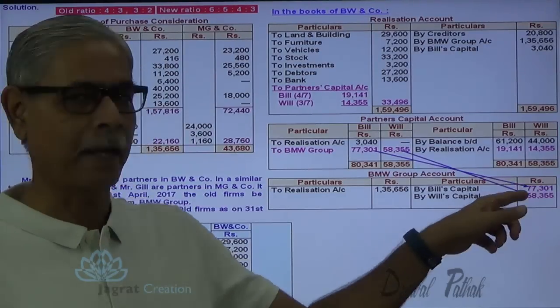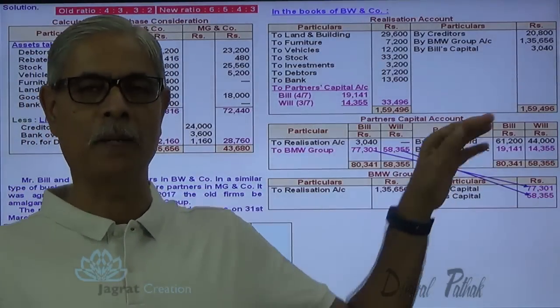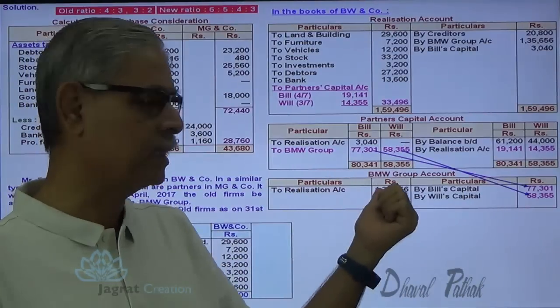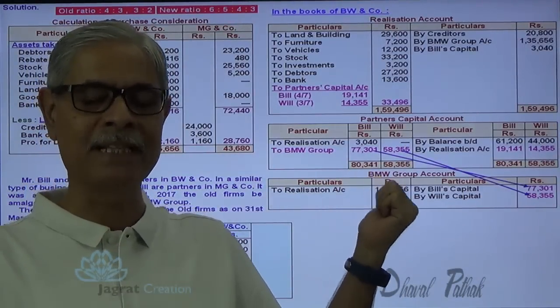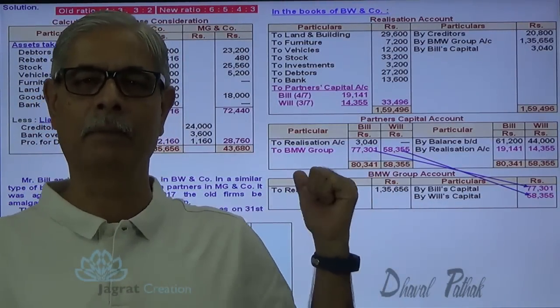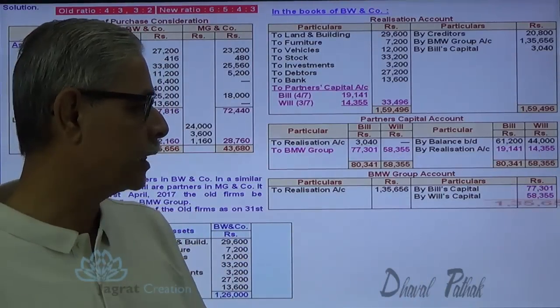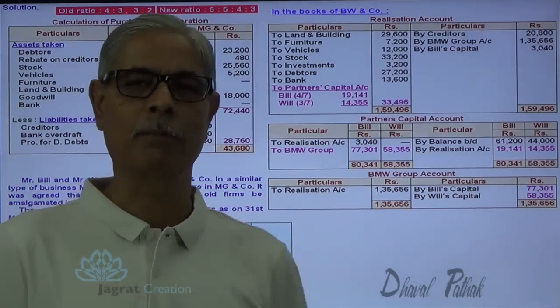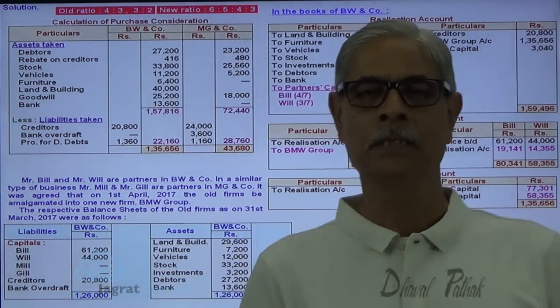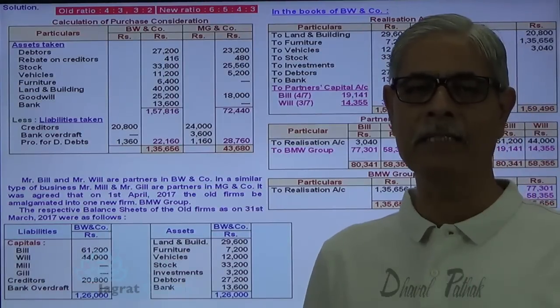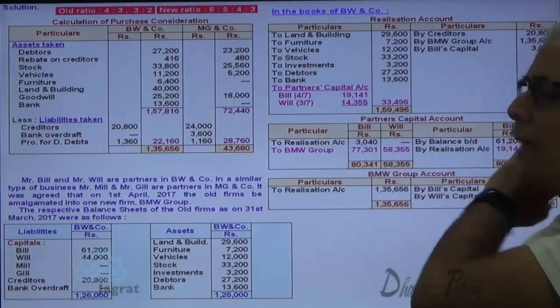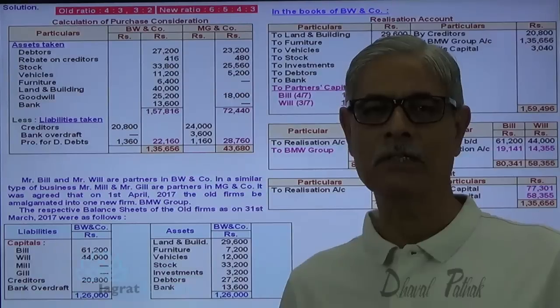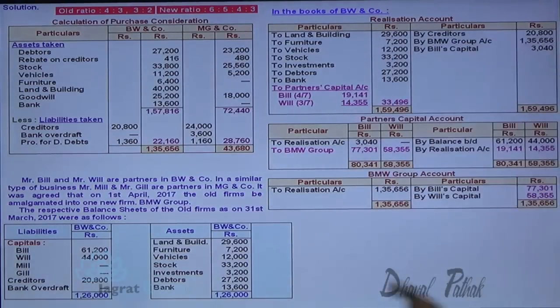So this will be the capital contribution of these two partners in BMW Group, and this is the exchange value for transfer of business to be collected from BMW Group. So this account should tally. So this is how the ledger accounts in the books of vendor firm are prepared under a dissolution premises, wherein realization account, partners capital account and new partnership firm account is being prepared. This is how the ledger account gets prepared in the books of BW and company.